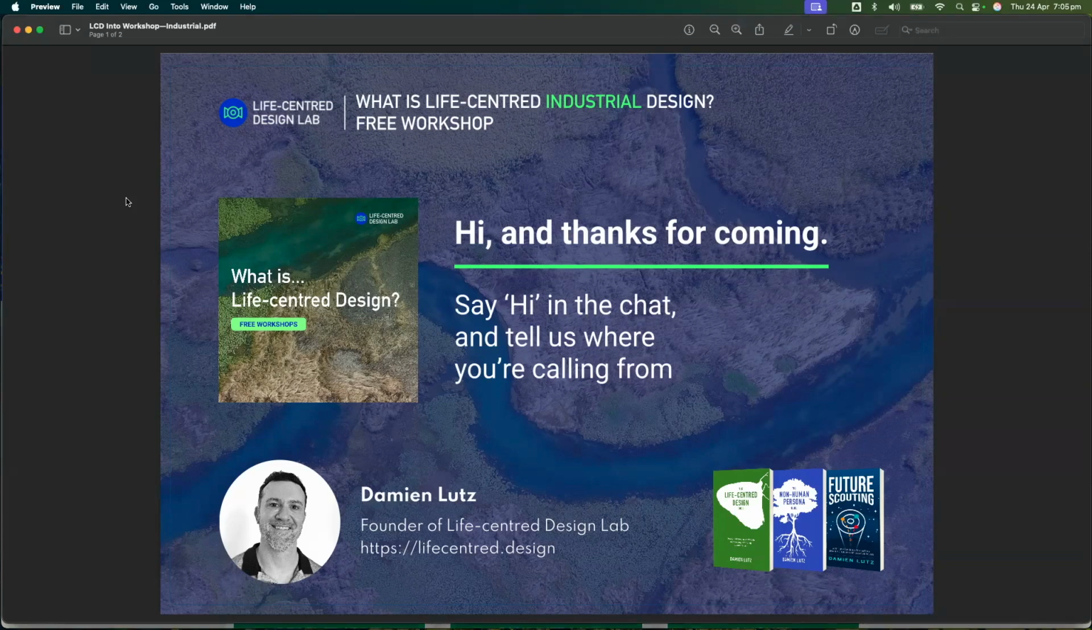Just check you can see my screen. Everyone can see my screen? Cool.